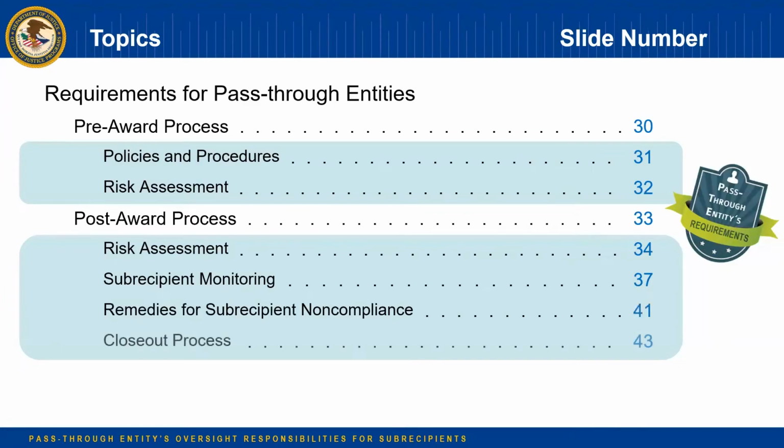Then again, we'll get into the pre-award process. What all pass-through entities need to know in reference to that pre-award, how to determine what organizations are eligible for federal funding and certain risks associated with that process. Then we'll get into the post-award process. Now we're talking about the subrecipient running these particular programs, their responsibility with these federal funds, as well as your responsibility for oversight for these subrecipients.